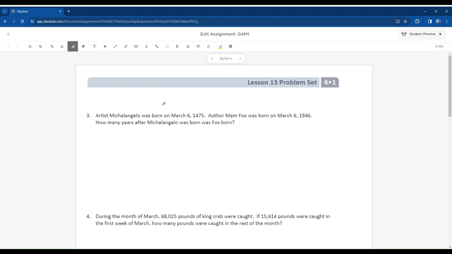So number 3 says, artist Michelangelo was born on March 6th, 1475. Author Mem Fox was born on March 6th, 1946. How many years after Michelangelo was born was Fox born? So again, I'm going to use a number line to represent this problem here.